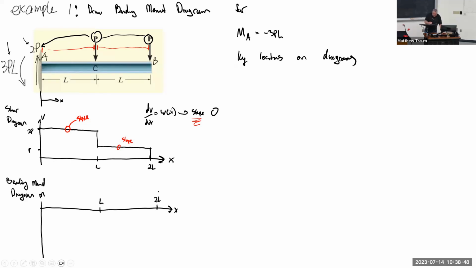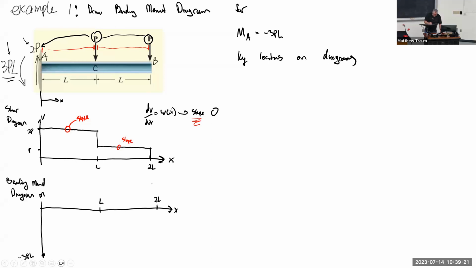And I know, because I can do the calculations to find the reaction force on the beam from the wall, that the moment at this boundary condition is minus 3PL. So that's this spot right here. And what I'm now trying to figure out is how I get from that spot to the next big milestone, which is point C, where this force is acting.